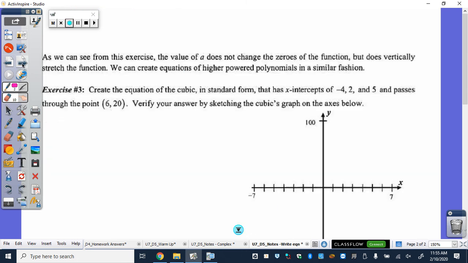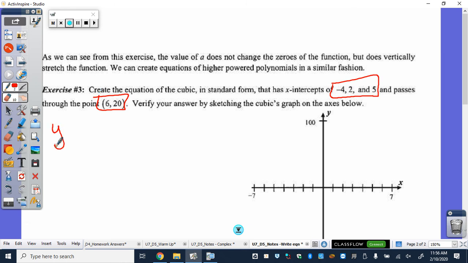All right, let's try a few more on the back. So this time we're going to create the equation of a cubic in standard form that has x-intercepts of negative 4, 2, and 5, and passes through the point (6, 20). Verify your answer by sketching the cubic's graph on the axes below.